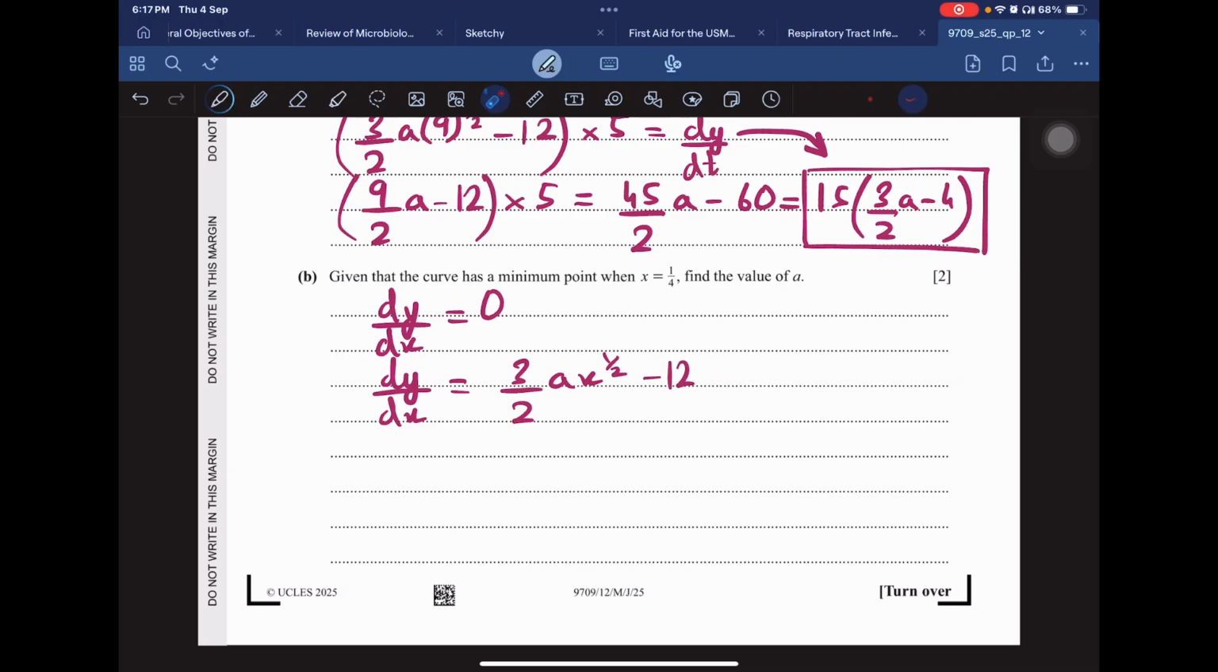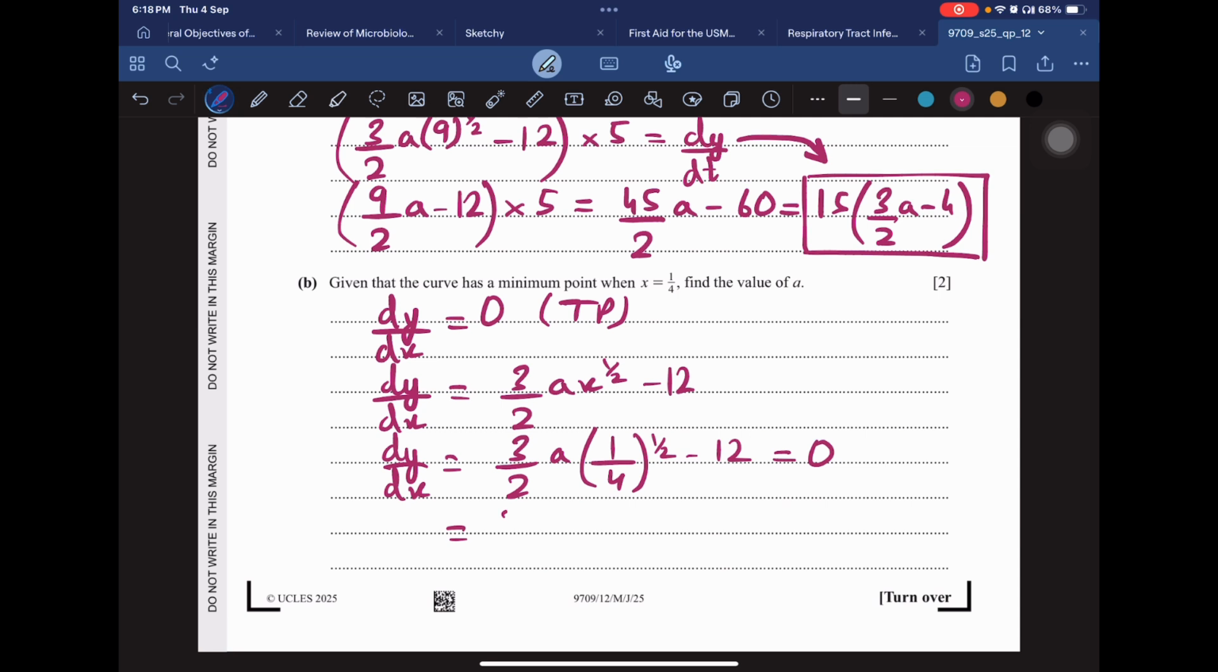And they've said that the turning point, so this is turning point. They said the turning point or the minimum point is at x equals to 1 over 4. So when we replace x with 1 over 4, we can say that the dy over dx will be equal to 0. Okay, so 1 over 4 is under a square root because the power is half. So 1 over 4 under a square root will become 1 over 2.